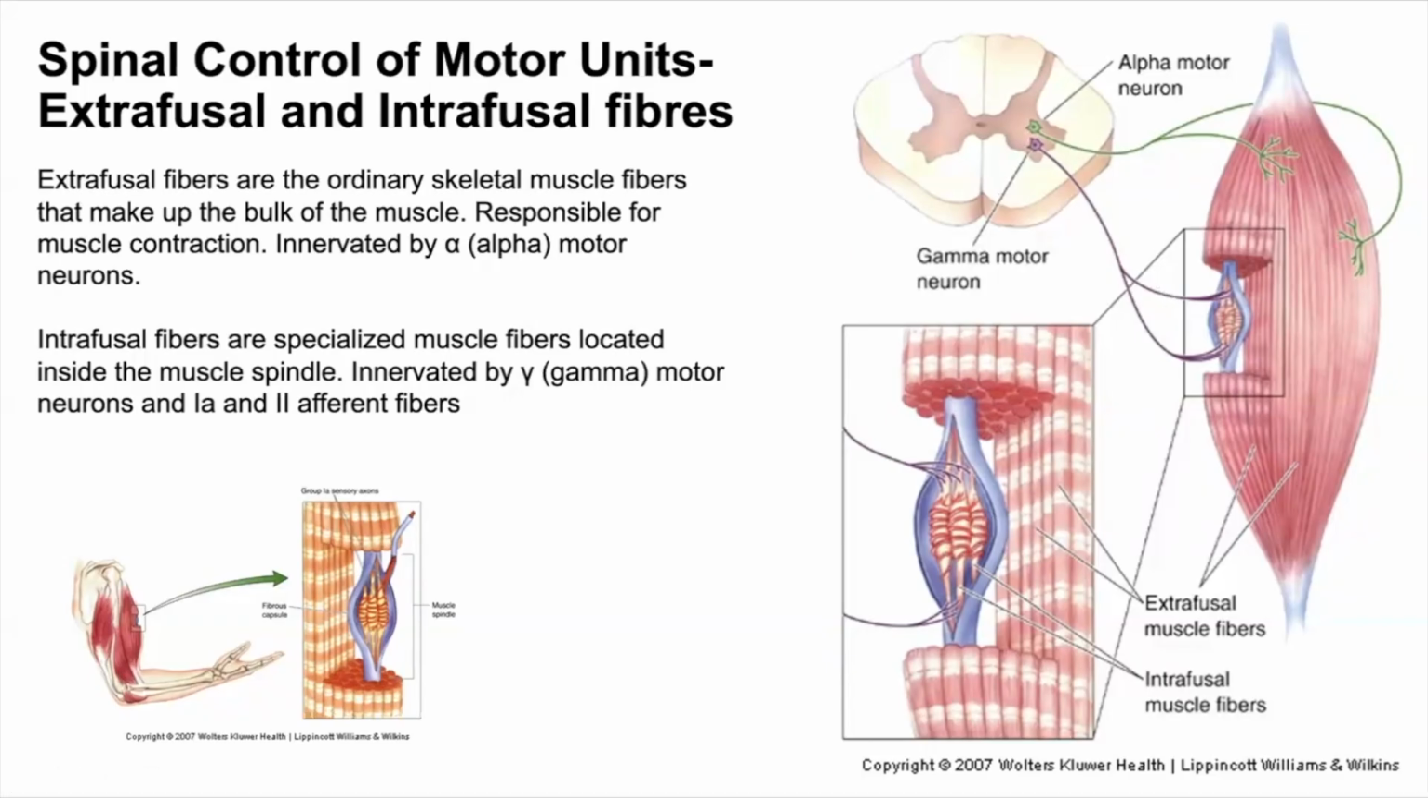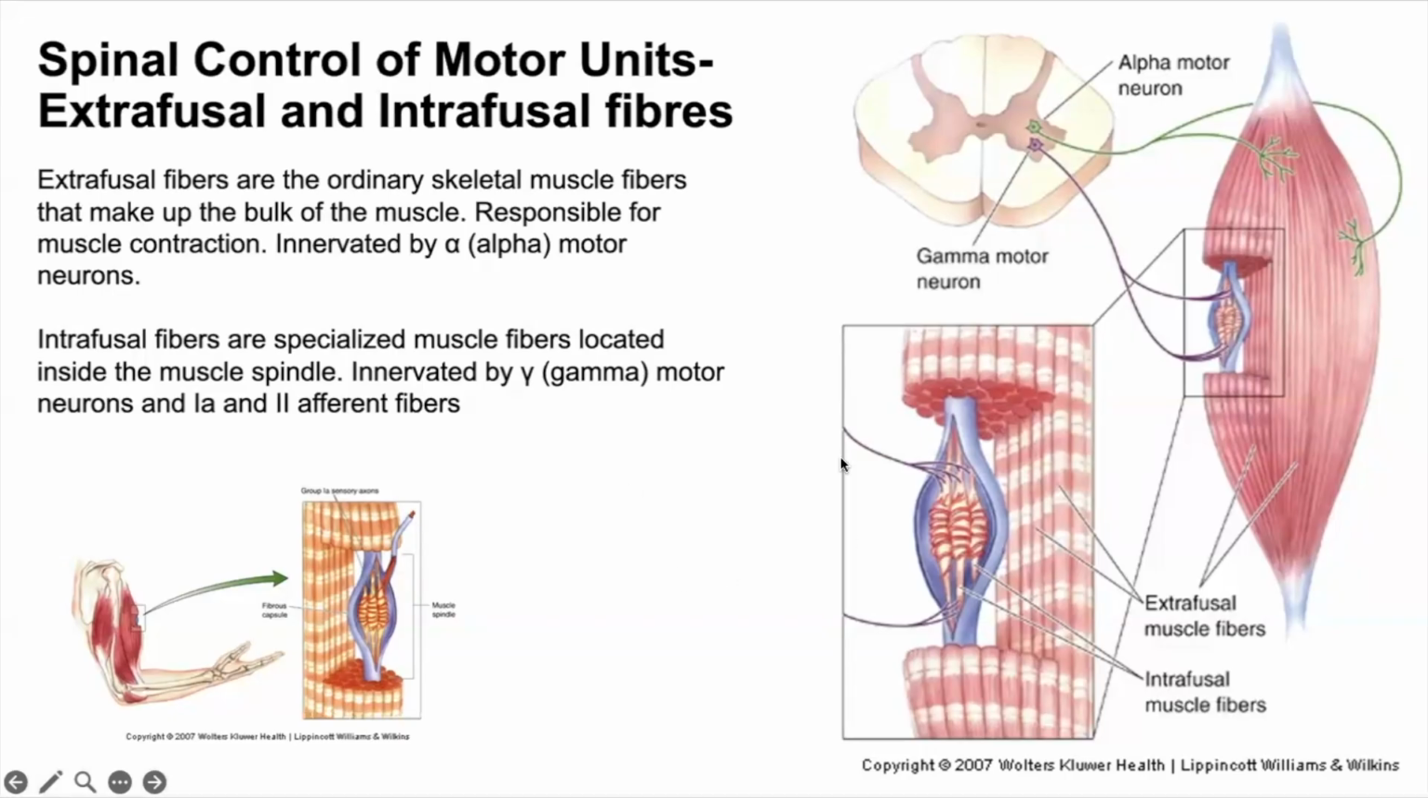I want you to picture this so that you understand in the next slide that this intrafusal membrane is inside the extrafusal membrane. So we are talking about two innervations of the lower motor neurons, one by alpha, which is on the extrafusal, and the other by gamma in the intrafusal membrane.